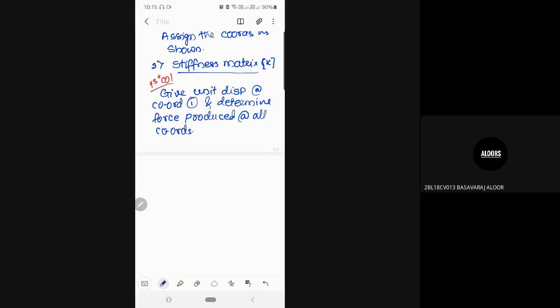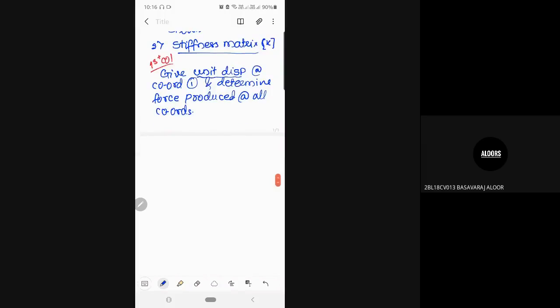Because stiffness is the force required to produce unit displacement. Clear? So you should have unit displacement, and the force for that unit displacement is nothing but stiffness. So that means you have to give unit displacement here. Clear? For flexibility you have to give unit force there. Clear? Now remember, you have to give unit displacement here.